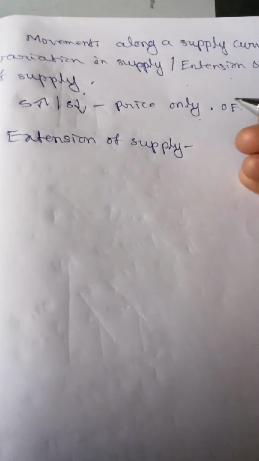So it includes two parts. One is extension of supply. What is meant by extension of supply? Extension of supply means supply rises due to rise in price only. So due to rise in price, supply of the product increases, and that is called extension of supply.